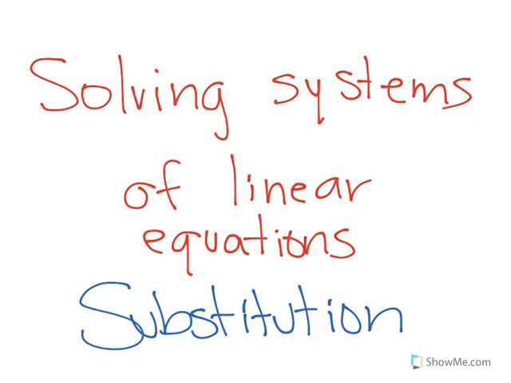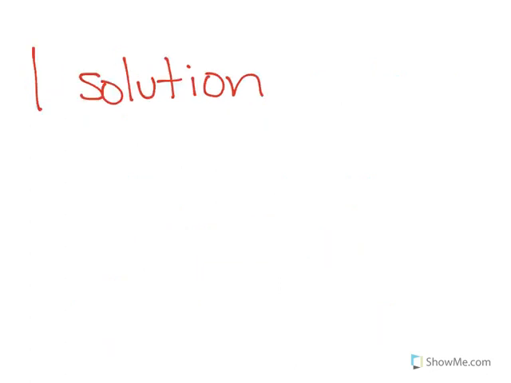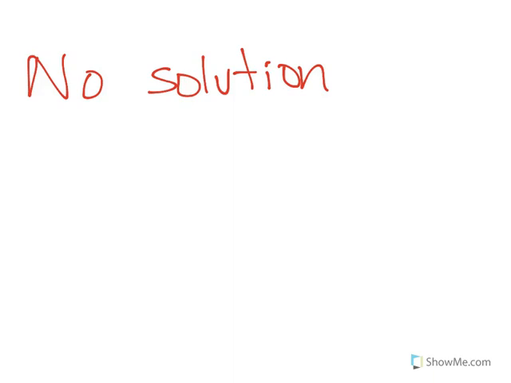Hello, today we will learn how to solve systems of linear equations by substitution. So we still have only 3 cases, and that's the way it's always going to be when solving systems of linear equations. The 3 cases are either to have one solution, no solution, or infinite many solutions. So as you can see right here, we have one solution, no solution, or infinite many solutions.